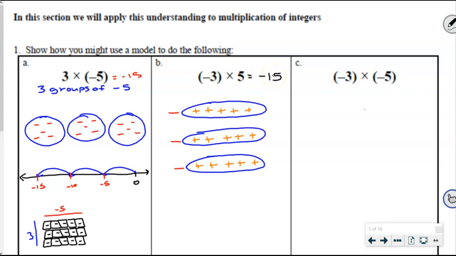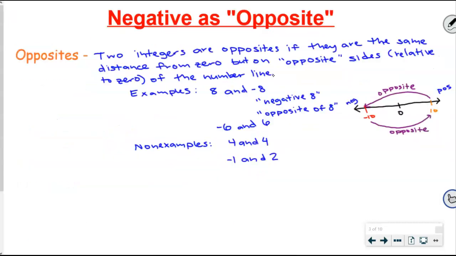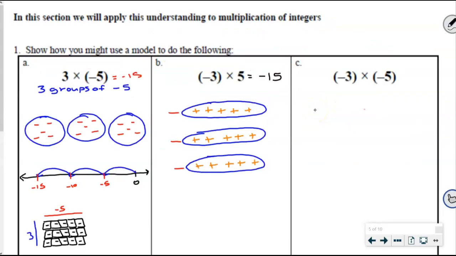Here's what you all are forgetting. Do you remember we talked about this? Negative as opposite. Remember, we can say -8, but that's not the only way to read this number. We can also read it as the opposite of 8. With that in mind, Oren's model suddenly makes a lot more sense, because this is no longer -3 groups of 5. This is the opposite of 3 groups of 5. The opposite.